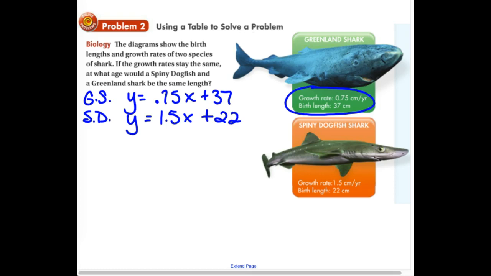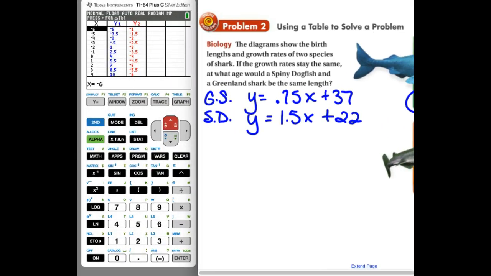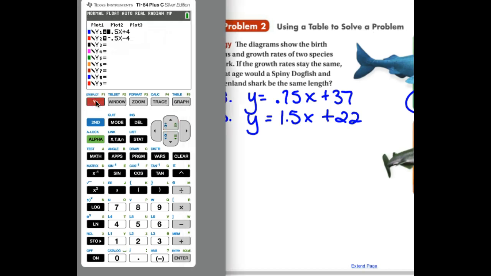So take a minute, enter these in your calculator. We're going to go back to our y equals screen. We want to clear out these two equations and put our new ones in. So the first one is 0.75x plus 37. And our second equation is 1.5x plus 22.